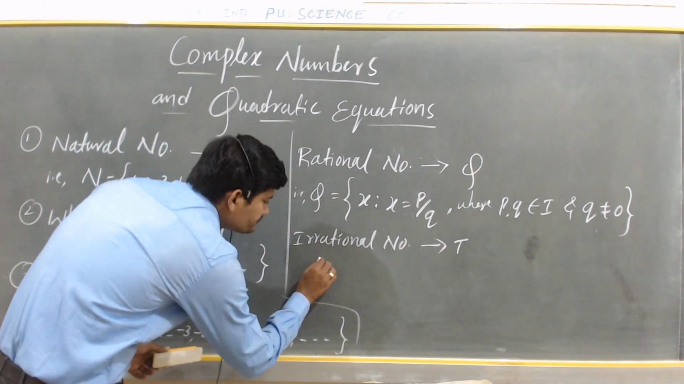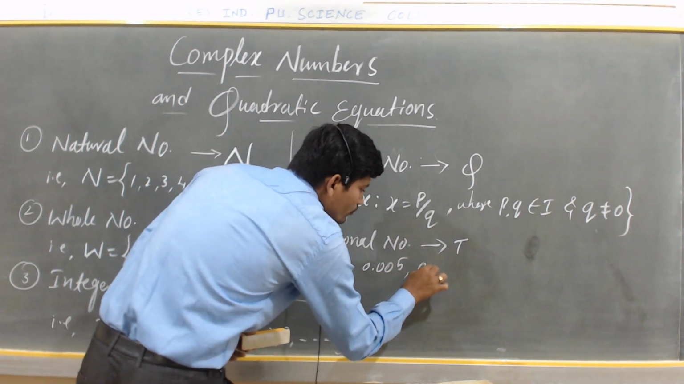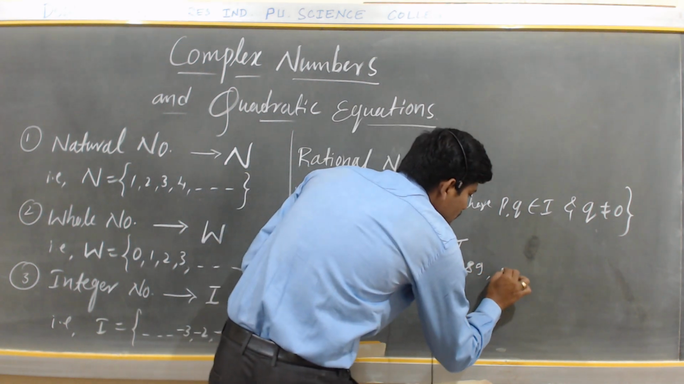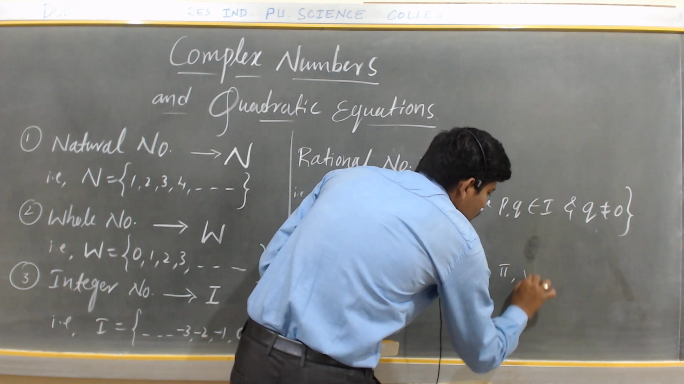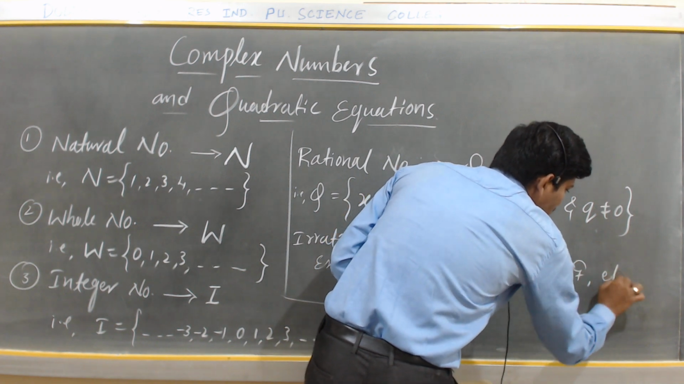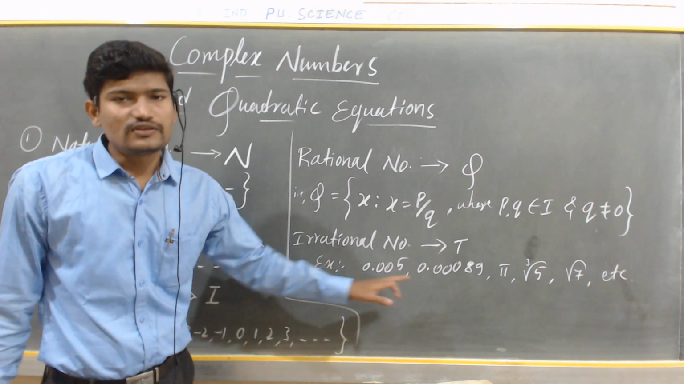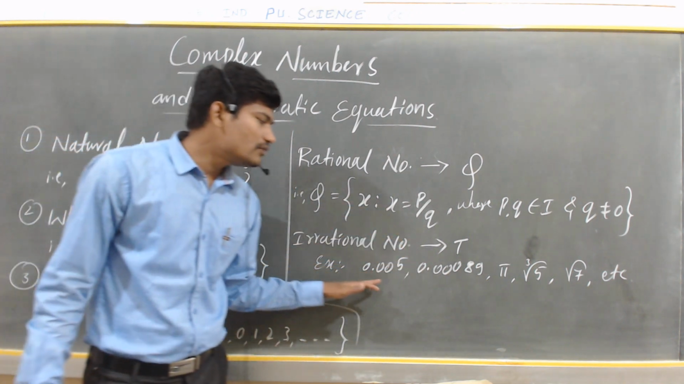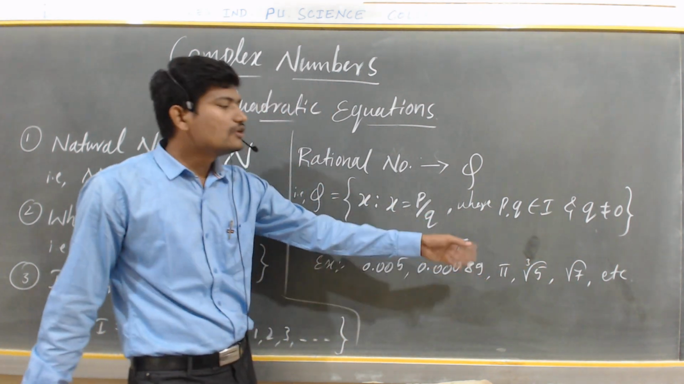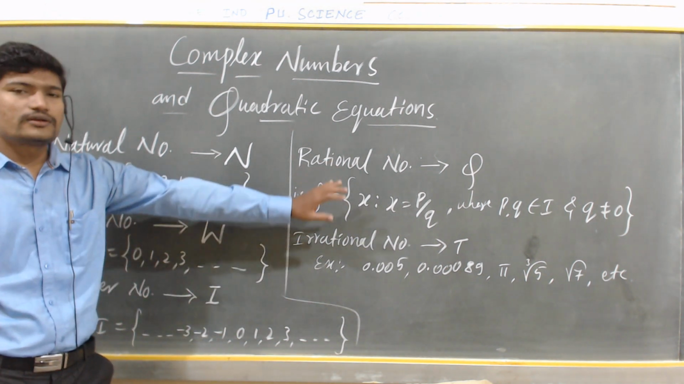Example: 0.0005, 0.00089, pi, cube root of 5, root of 7, etc. These are all irrational numbers. We express them in decimal form, square root, cube root, pi. So these are examples of irrational numbers, and finally we say it is not equal to p by q.